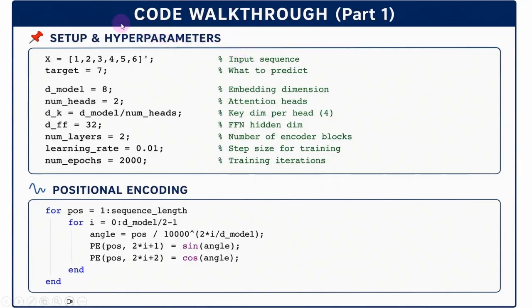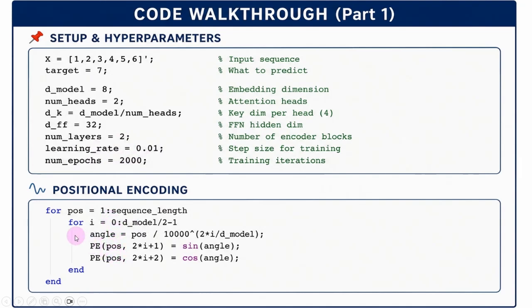Now let's look at the actual MATLAB code that implements everything we've discussed. I'll walk through the key parts. First, we set up the problem. X is our input sequence. Target is 7. Then the hyperparameters: d_model equals 8, number_heads equals 2, d_k equals 4, d_ff equals 32, number_layers equals 2, learning_rate equals 0.01, and we train for 2000 epochs.